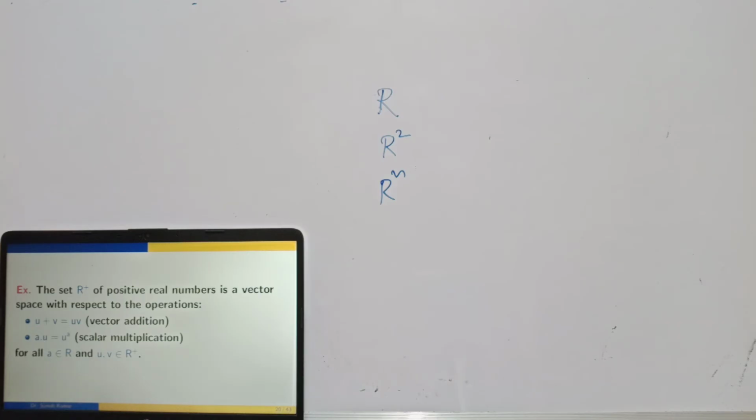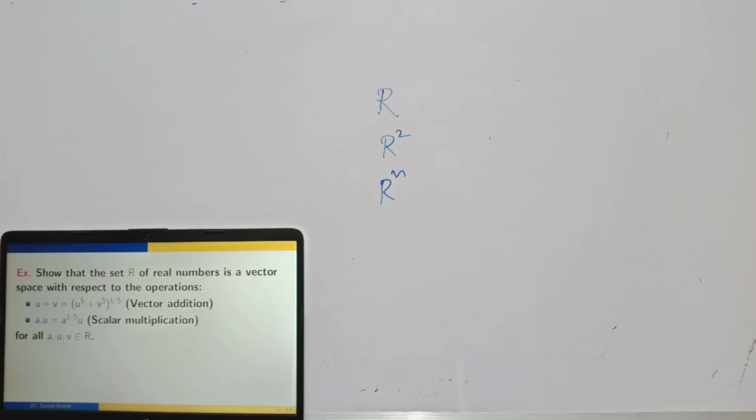This is not usual. Here R plus is the set of all positive real numbers, and the operations you see are U plus V is U into V, and A dot U is U power A. So under these operations, the set of positive real numbers forms a vector space. So this is an unusual vector space. Then some more examples you did of unusual vector spaces.